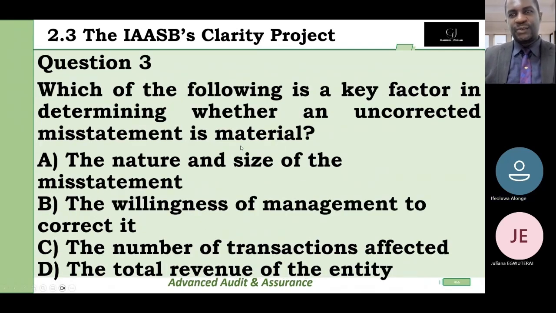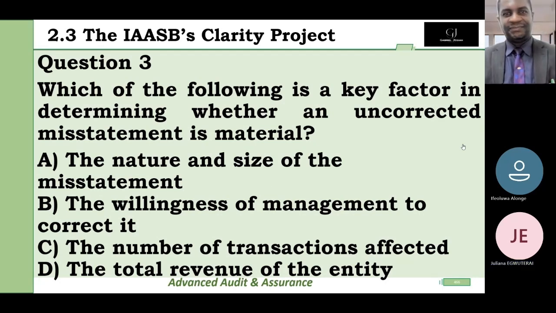Number 3. Which of the following is a key factor in determining whether an uncorrected misstatement is material? A, the nature and size of the misstatement. B, the willingness of management to correct it. C, the number of transactions affected. D, the total revenue of the entity. Okay, A. Yes, sir. All right. I is speaking A. J, what's your pick? A. Final answer.